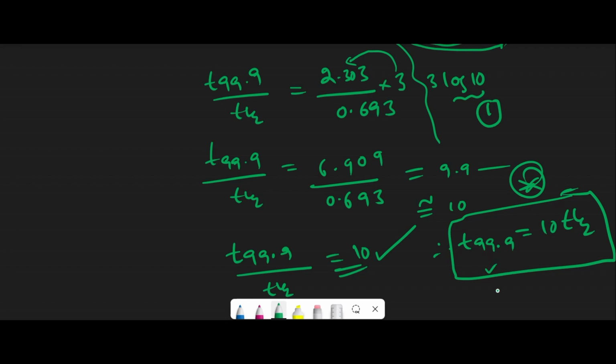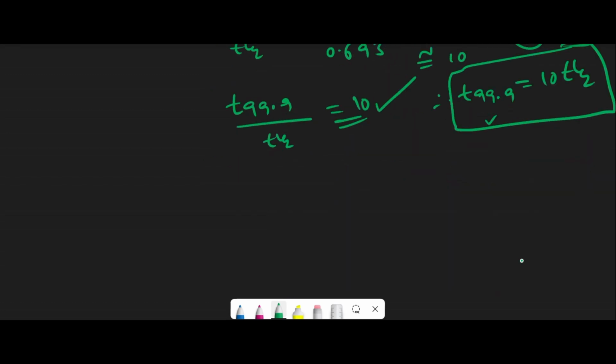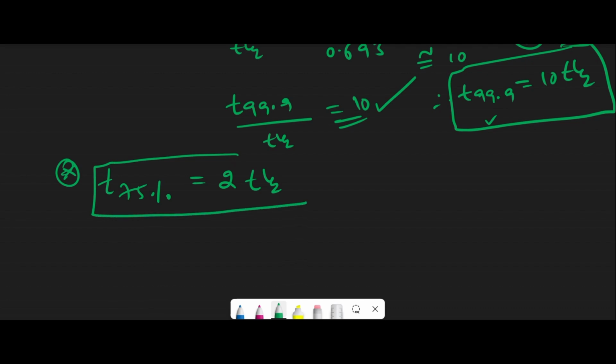So learn the relation. If you have time, you can also prove that. I will give you one more question: time taken for 75% is equal to 2 times t half. This is also a relation between the 75% completion time and the half life of the first order reaction. If you have time, you can prove it in a similar way.